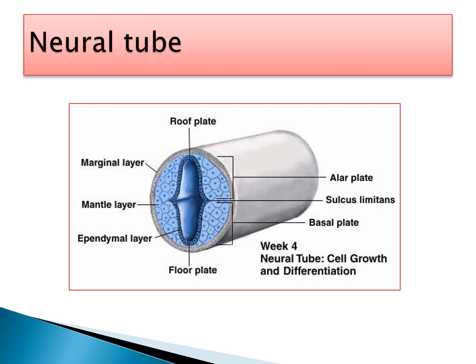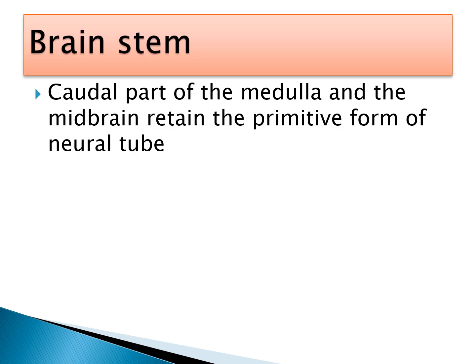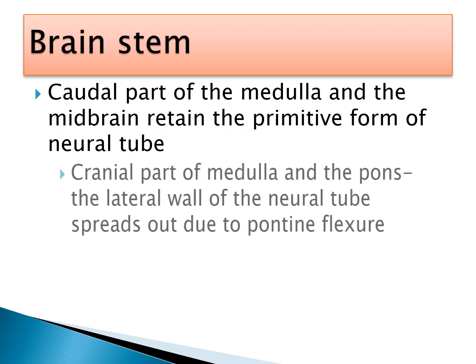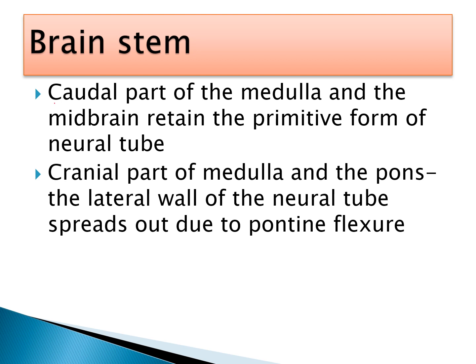Now we will see the details of the medulla oblongata. If you see the structure of the brainstem, the caudal part of the medulla oblongata and the midbrain retain the primitive form. So it is like a tube-like form. But if you see the cranial part of the medulla oblongata and the pons, it is not tube-like because the lateral wall of the neural tube has spread out due to the pontine flexure. So you have to understand where this tube appearance is present and where it is not present. I have clarified.